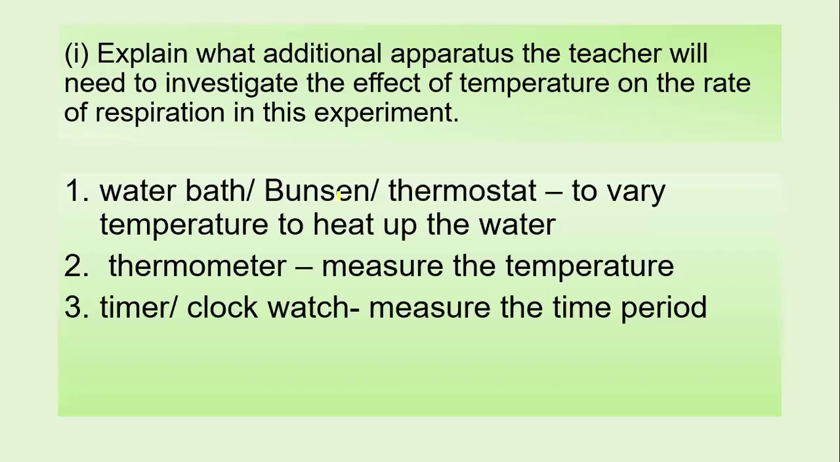So you need a water bath, or Bunsen burner or thermostat, to vary the temperature and heat up the water, meaning the glucose and yeast solution. You need a thermometer to measure the temperature, and you need a timer or clock watch to measure the time period. So these are the answers for this question.